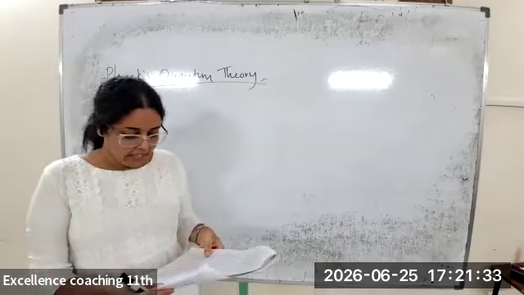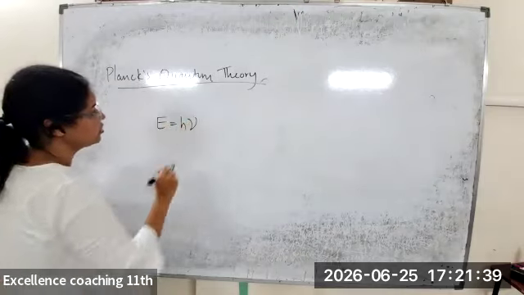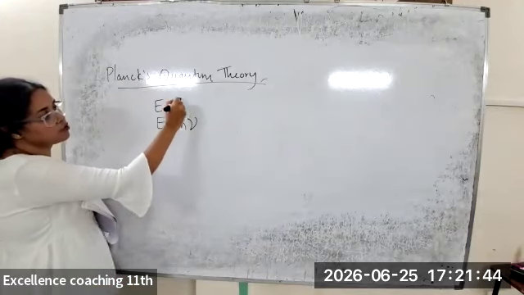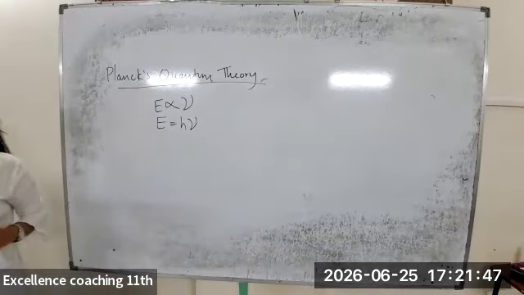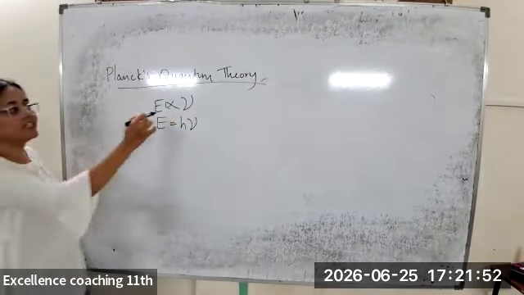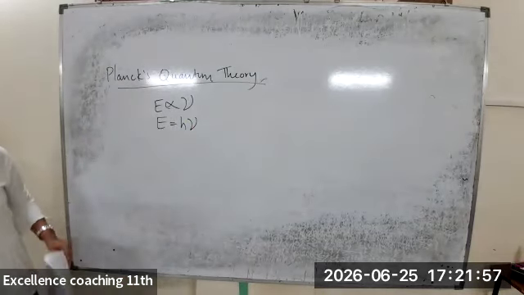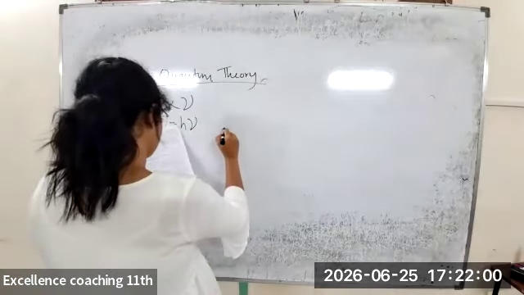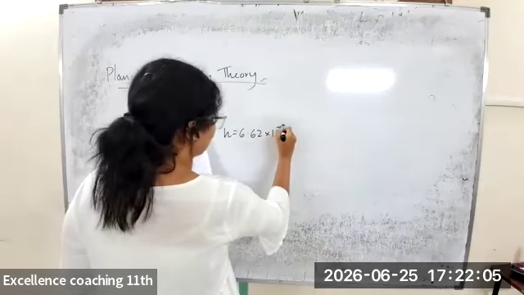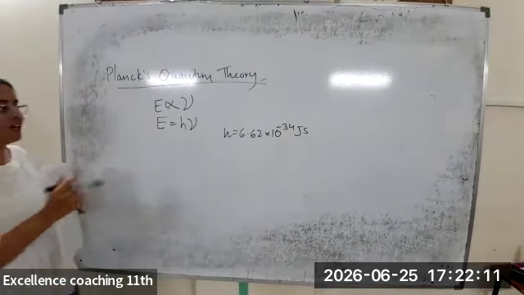Then he also gave this equation: E is equal to h nu. He said that energy is directly proportional to frequency. Since I want to get rid of the directly proportional sign, I introduce h, which is a constant, the Planck constant. h is equal to 6.62 into 10 raised to minus 34 joule second. So this is another important formula.